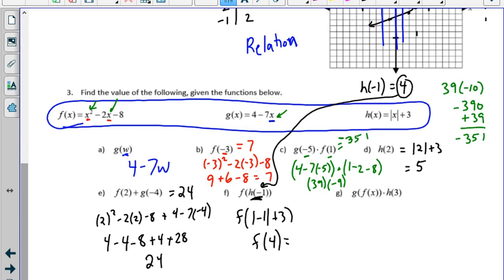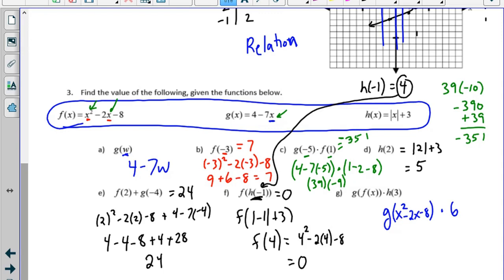So now I'm just going to do f of 4. So I have 4 squared minus 2 times 4 minus 8. So that's 16 minus 8 minus 8, and that's 0. So letter F, which is f of h of negative 1, ends up being 0. Finally, g of f of x times h of 3. So g of f of x, I'm going to replace this with f of x. So that's x squared minus 2x minus 8. Then times h of 3. Well, h of 3 is just 6. So I'm going to multiply by 6 at the end.